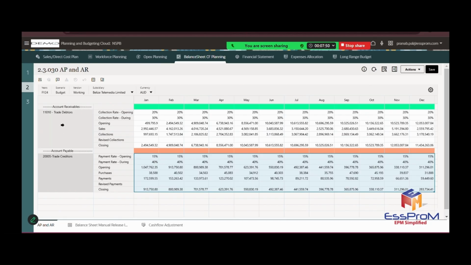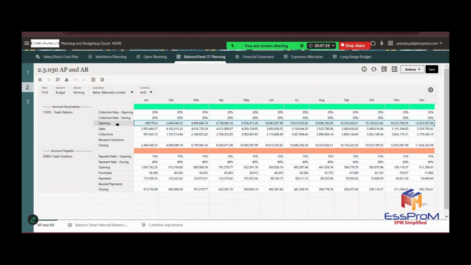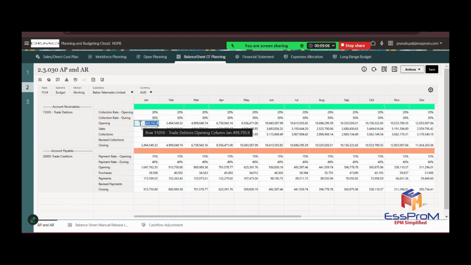These are the GL heads. The balance sheet that is provided by the client has the opening balance for actuals, which we copy to the budget opening balance as indicated by the client. Now let's look into the collection rate opening and collection rate during. So for the FY24 budget, January has an opening balance of $499,795. Collection rate opening is the amount you are collecting from the opening balance in that month.